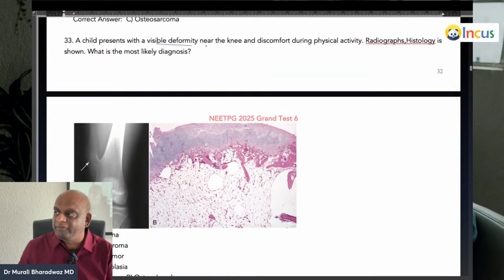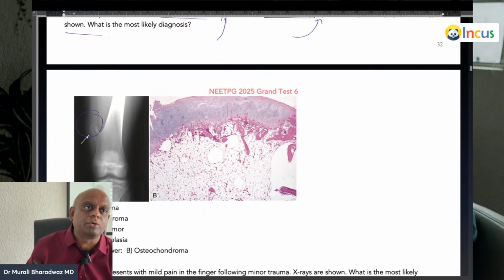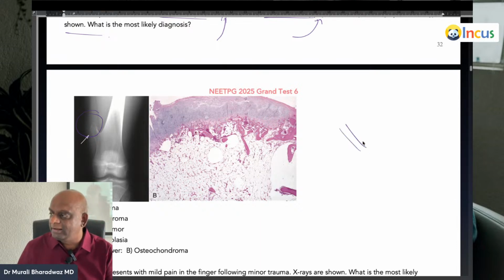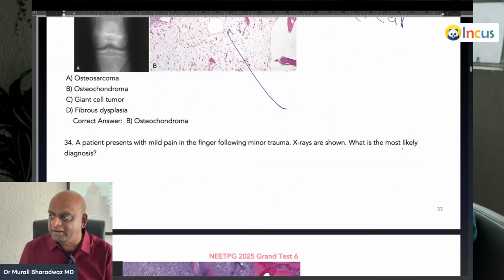A child has a visible deformity near the knee and discomfort during physical activity. Radiographs and histology are being shown. So this is what? Osteochondroma, which will be projecting up, and you can see a lot of cartilage tissue. Osteochondroma, both bone and cartilage are components of it.